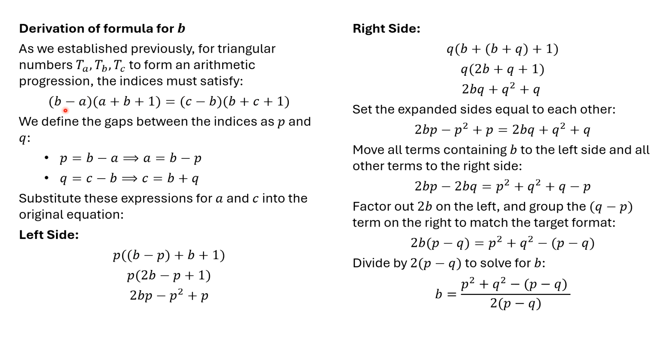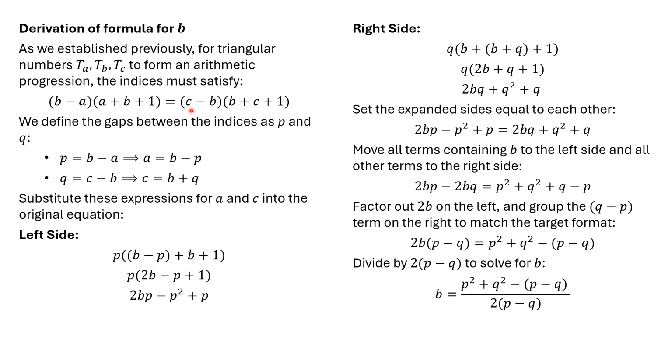So we'll work with the left side first. We have b minus a, so that's p. Then we have a, which is b minus p. Then b and 1. Then I just simplified this inside here. It's 2b minus p plus 1. And then I multiplied by p to get this. So now we only have a b and a p in our equation here.